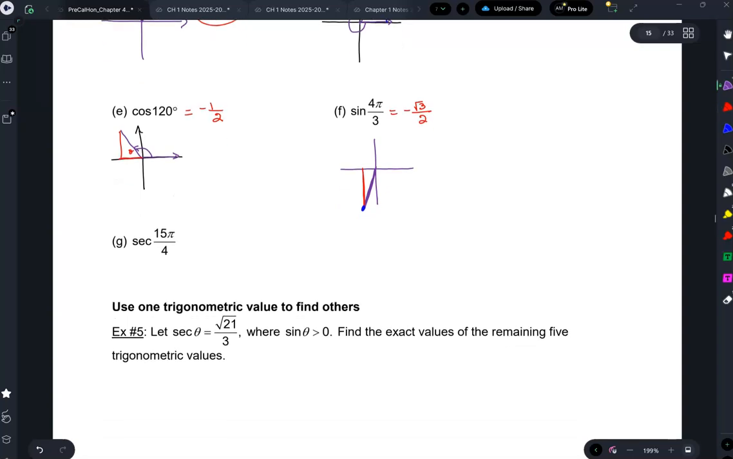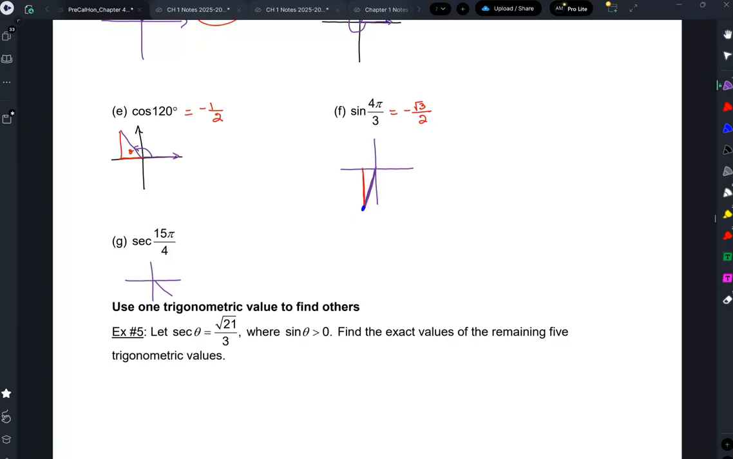Okay, 15 pi over 4. Where is 15 pi over 4? So remember, this was 9 pi over 4. What would the next one be? 11. And then, oh, you guys are jumping over these numbers. 13 and then 15. Okay, imagine jumping from 9 years old to 15 years old. You don't want to do that, right?